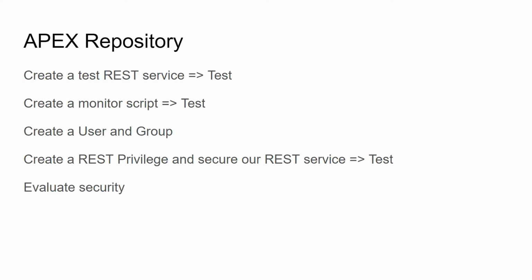That's for another video. The steps we're going to be following are going to be creating a REST service we can test with, setting up a monitor script so we can see the results of our security changes, creating a user and group, creating a REST privilege, and then securing that REST service with that privilege. Then we'll adjust the settings to see how that security is applied and how it's picked up.